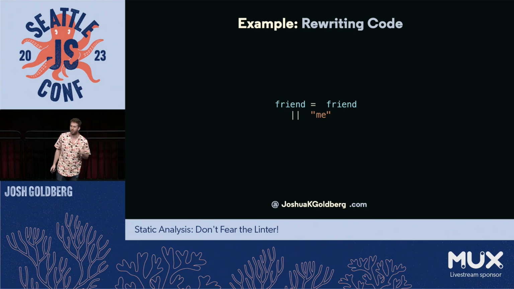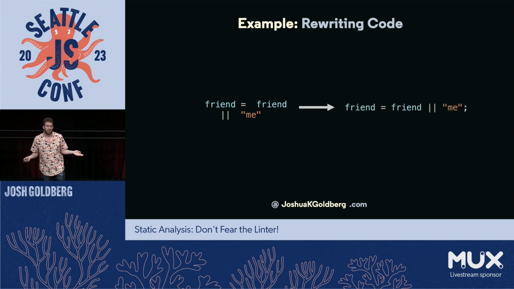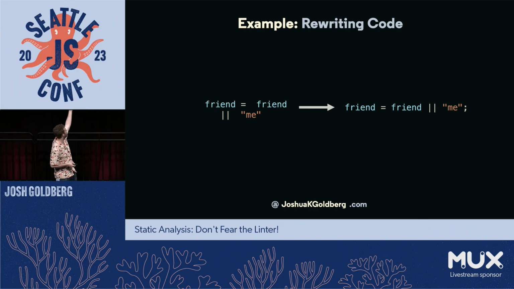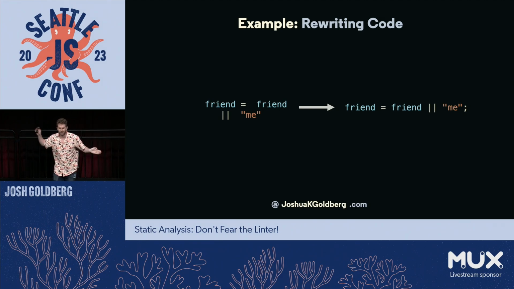For example, this lovely little snippet here, this is actually valid JavaScript. Friend equals friend or me. Now, a formatter would look at this and think, oh, that's ugly. And depending on the settings you configured it with, might turn it into something like this. Friend equals friend or me. The same code, just with one less new line, a little bit less spacing. And yes, I prefer semicolons because I prefer non-ambiguous syntax, but that's a debate we can get into later.